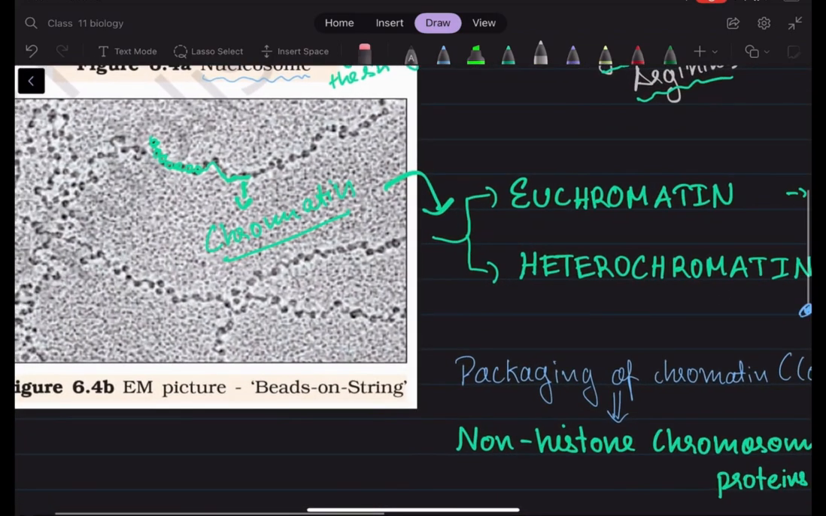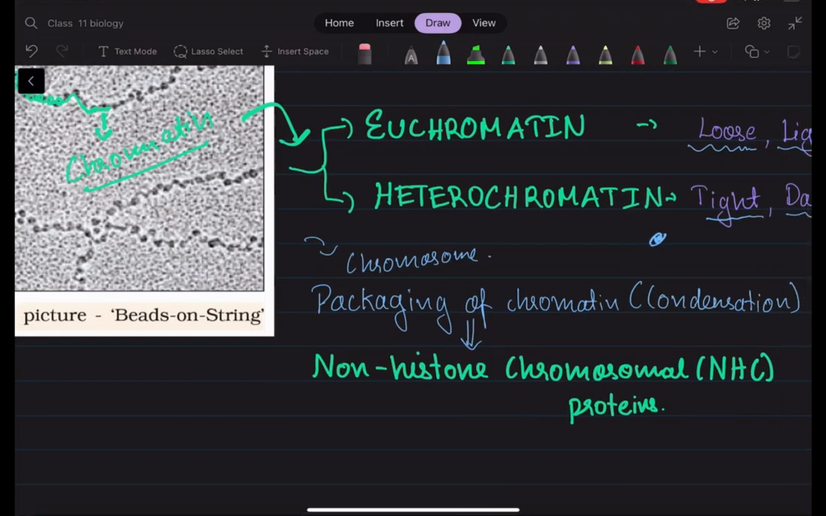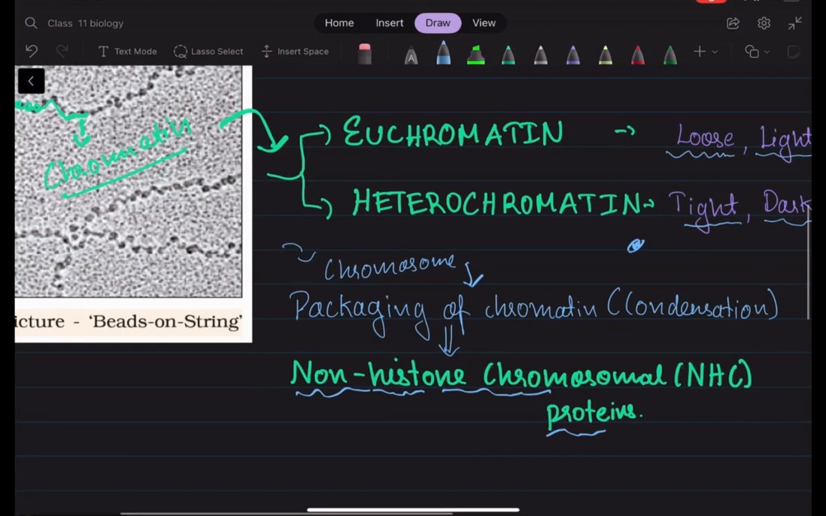Furthermore, we know that these chromatin fibers condense to form chromosomes during cell division, right? For the packaging of chromatin into dense chromosomes, we need an additional set of proteins, an extra set of proteins, and these are called non-histone chromosomal proteins. And they help in the packaging of chromatin during prophase.